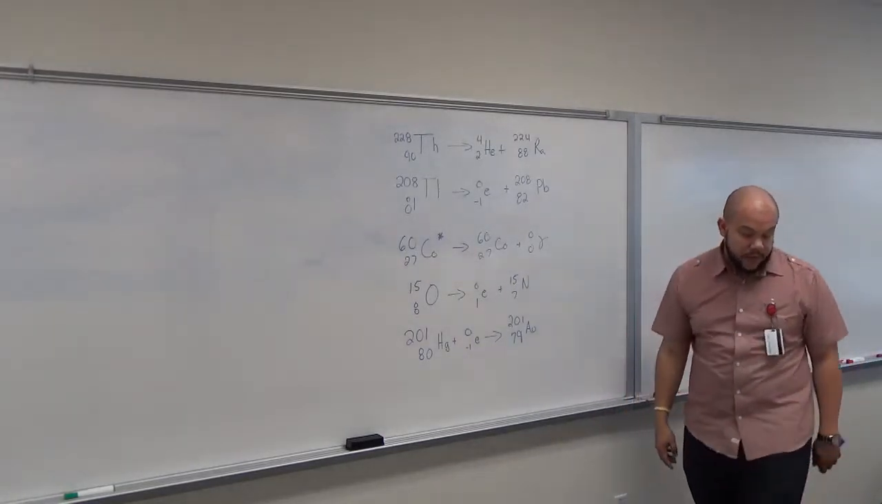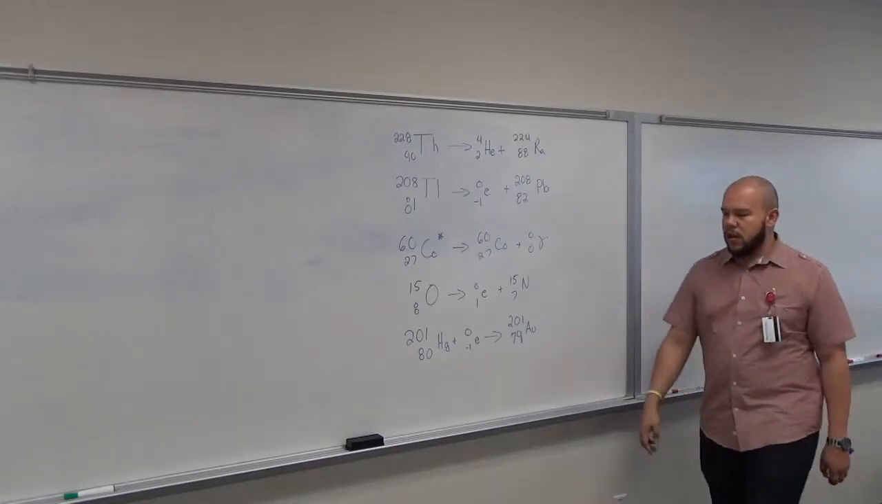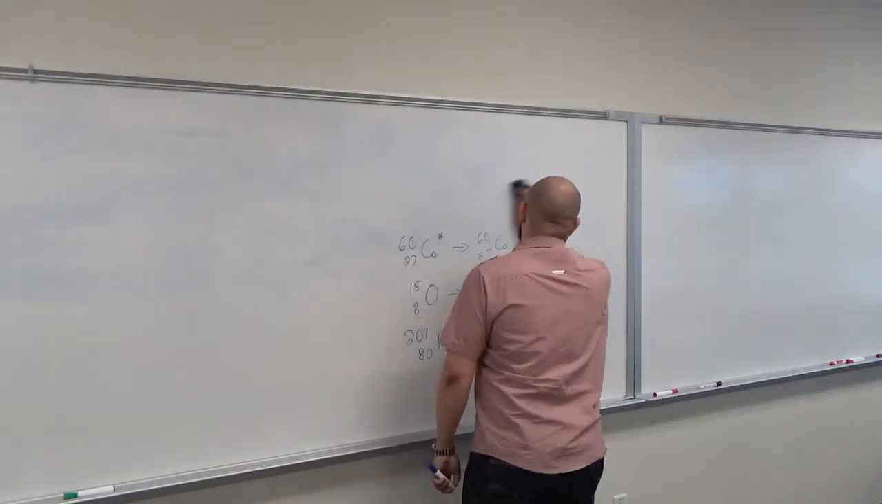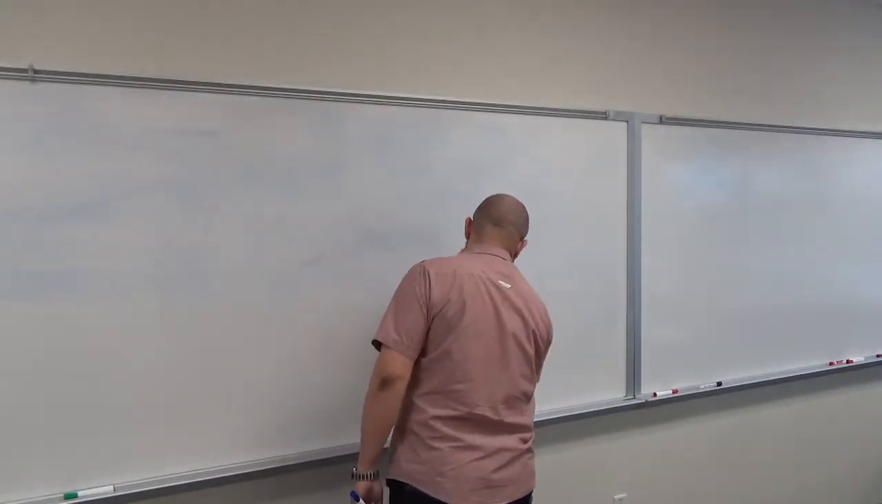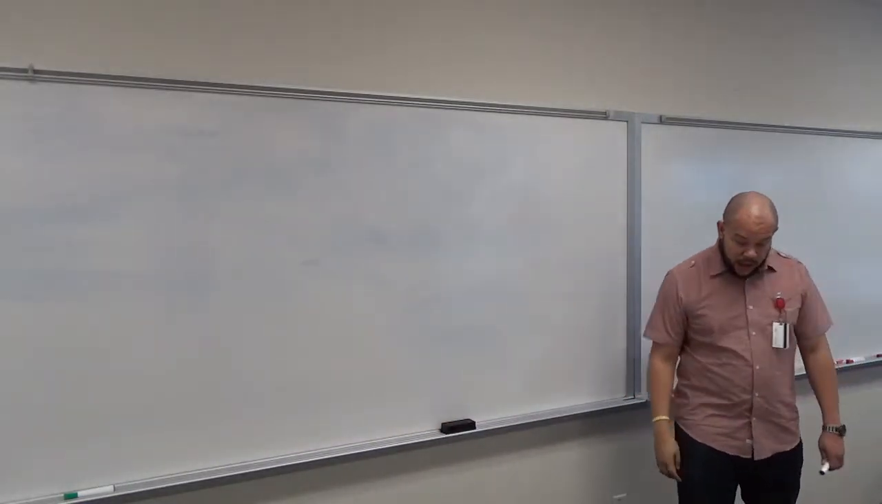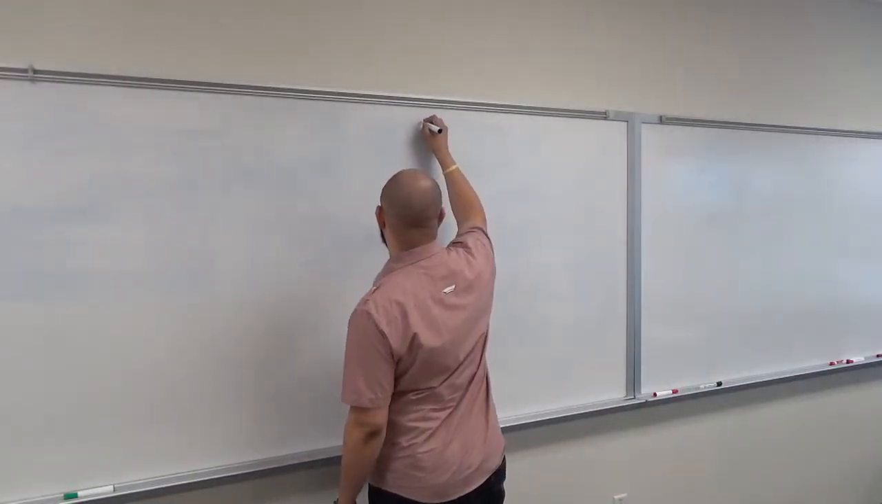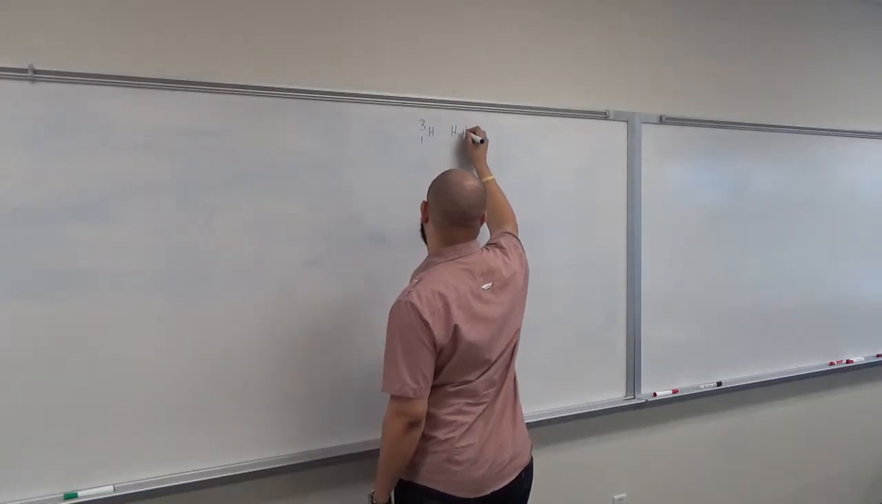In question five, let's take a look back at our band of stability and let's talk about question five. In each of these, I ask you to look at the neutron-proton ratio, which is a simple calculation based on a function of the mass number. So let's take a look at tritium, right? Hydrogen 3. It's called tritium, but you could also call it hydrogen 3.